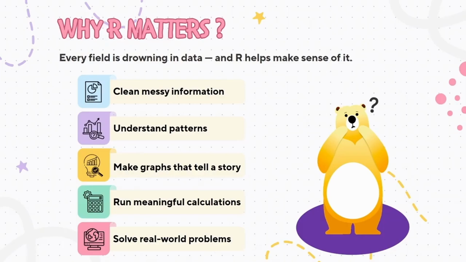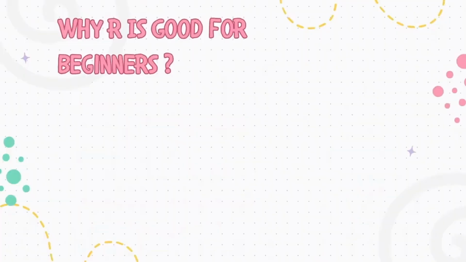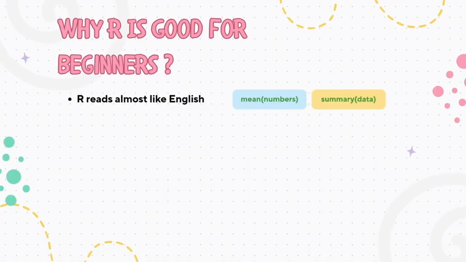And now that I've mentioned the word beginner-friendly, a question might arise. If R is built so specifically for data, can a complete beginner learn it? And the answer to that question is yes. And in fact, R is one of the best places to start. And here's why. Why is R good for beginners? Well, one of the reasons is R reads almost like English. There are commands like mean(numbers) or summary(data), where numbers is a group of numbers, and data is a group of numbers as well. These commands literally describe what they do. This calculates the mean, and this tells you the summary of the given data.